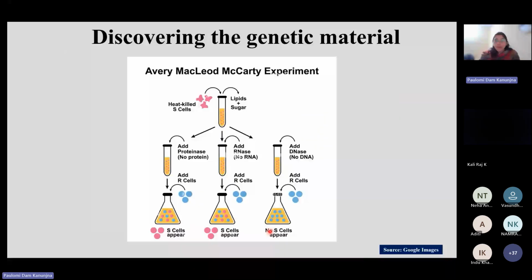Now, if you have added proteinase, you have no protein. You add R cells, the S cells appear. This is what you wanted: you need to convert these R cells into S cells, and they came up. When you removed RNA, S cells also came up. But when you removed DNA, this did not happen. So what it says is that DNA is the most important for transforming the R strain into the S strain.